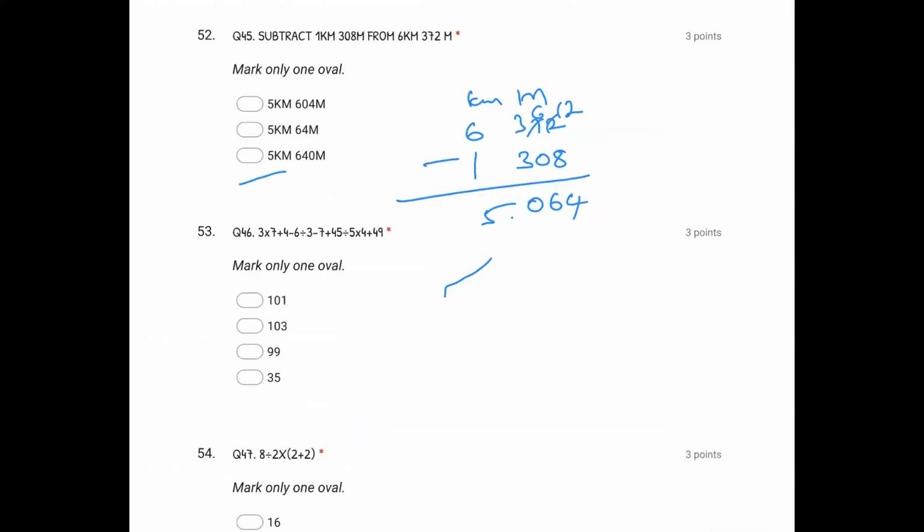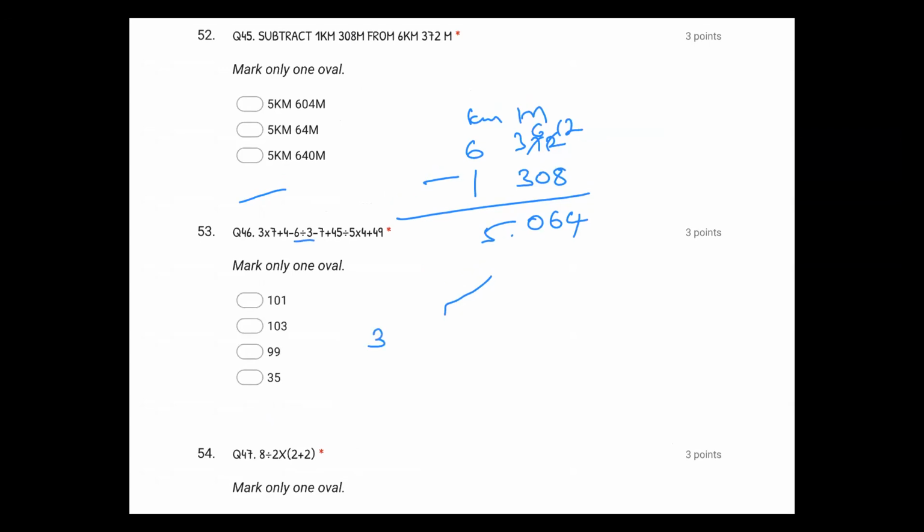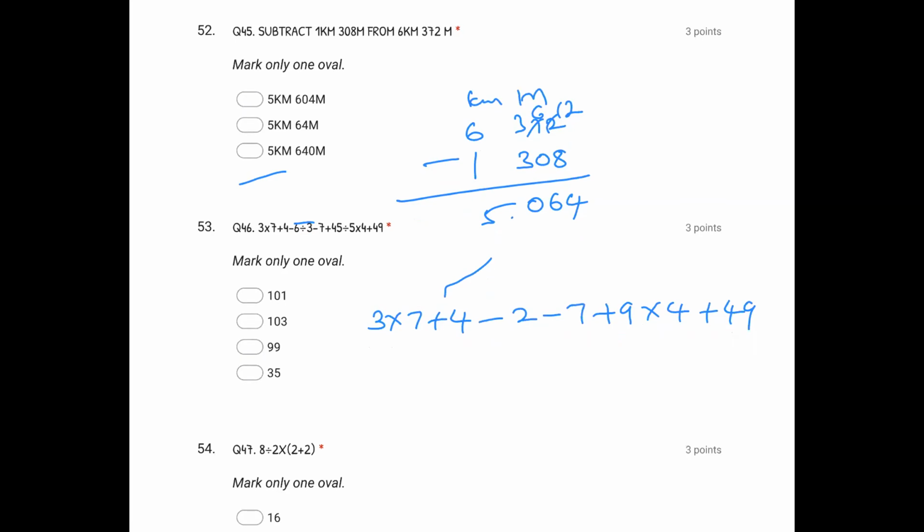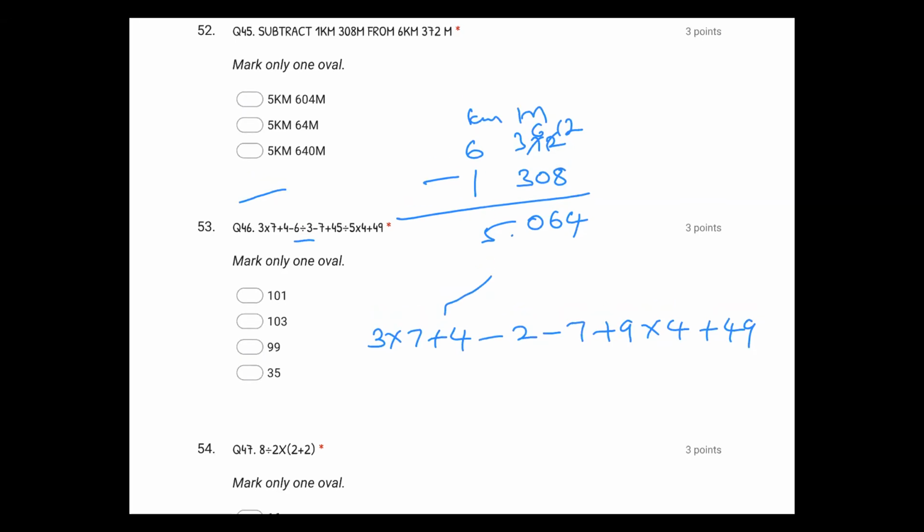If you see here, first you have to do the division. 3 into 7 plus 4 minus 2 minus 7 plus 9 into 4 plus 49. After that, we have to do the multiplication. Here 21, here 21 plus 4 minus 2 minus 7 plus 36 plus 49.